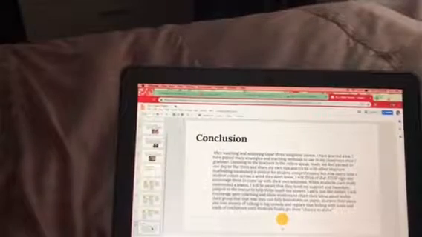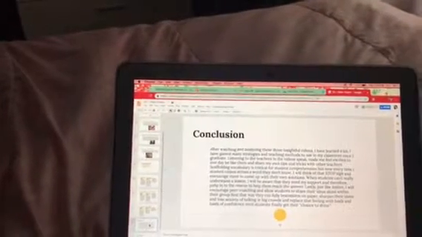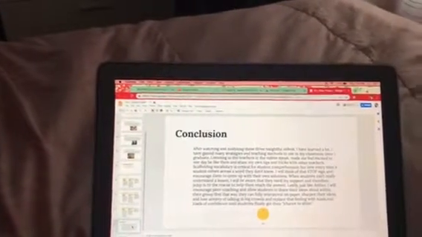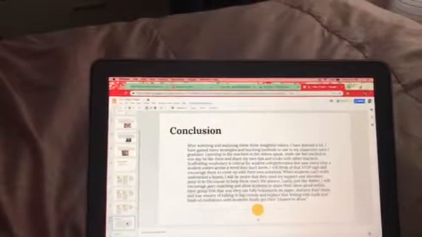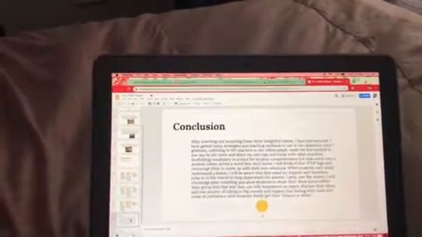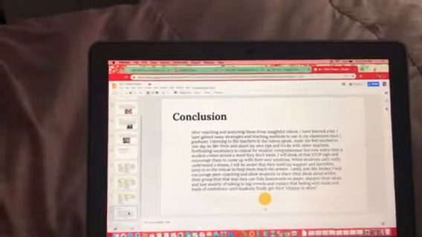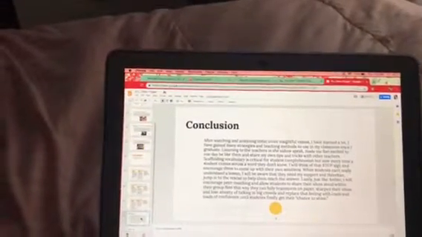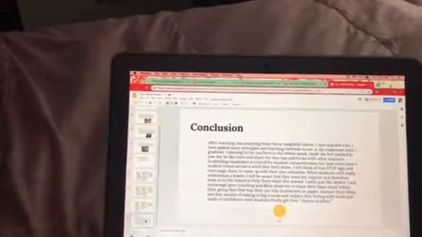Lastly, just like Amber, I will encourage peer coaching and allow students to share their ideas aloud within their group first, that way they can fully brainstorm on paper, sharpen their ideas, and lose anxiety of talking in big crowds and replace that feeling with loads and loads of confidence until students finally get their chance to shine.